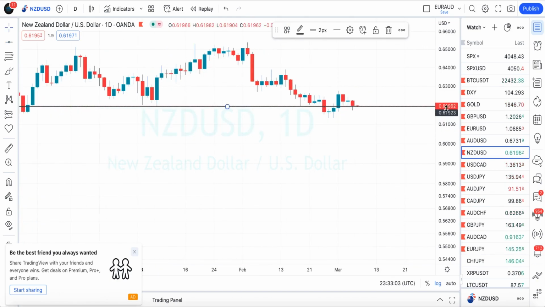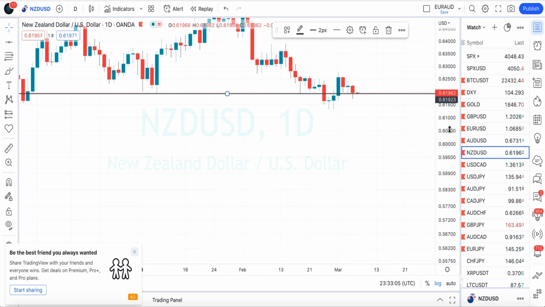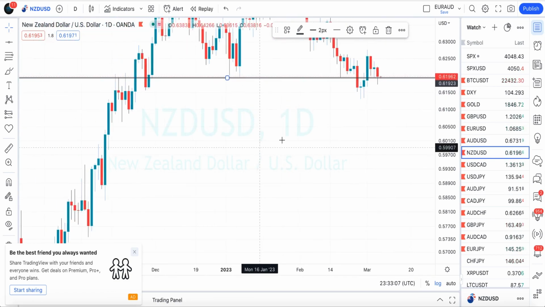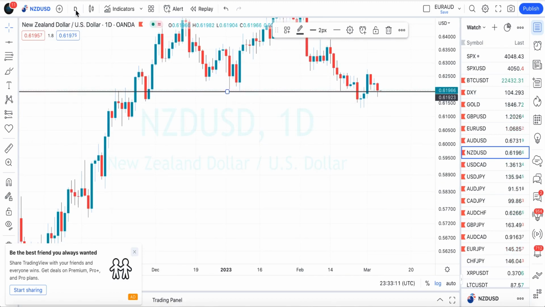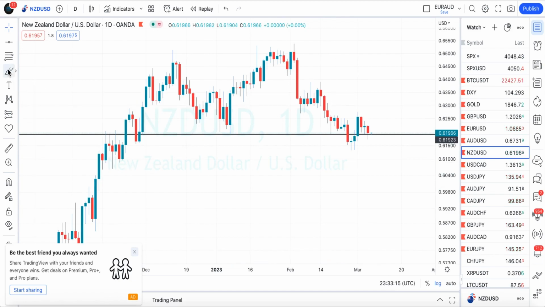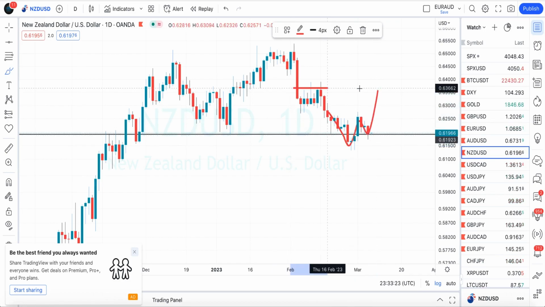So yeah, previously we saw a fake breakout. Yeah, we saw a fake breakout here. It breaks, then it comes back. So eventually you may see a rejection here, and then the take profit might be here. So let's see how it goes here.